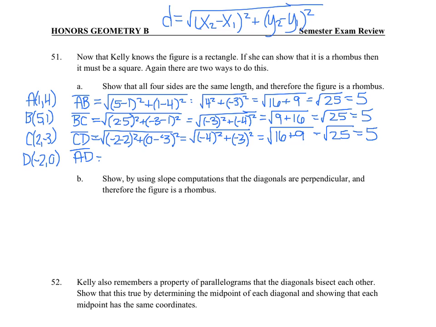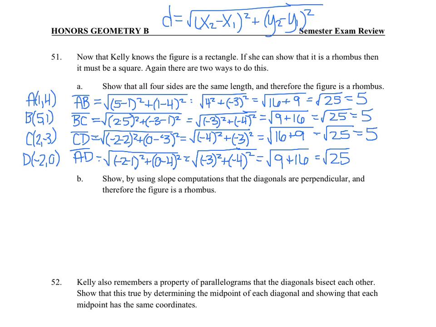Finally, the length of AD. So the square root of (negative 2 minus 1) squared plus (0 minus 4) squared. This is going to be equal to negative 2 minus 1, which is negative 3, squared, plus 0 minus 4, which is negative 4, squared. So this is the square root of 9 plus 16, which is 25, and the square root of 25 is 5. Therefore, we know that AB is congruent to BC, which is congruent to CD, which is congruent to AD. So we have proven that it is a rhombus.